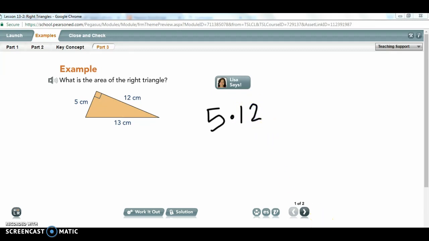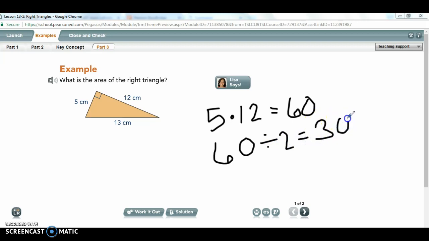So I need to do 5 times 12. 5 times 12 equals 60. And then I need to do this divided by 2, so I'm doing 60 divided by 2. And I know that that equals 30. I take a look at what my units are, they're centimeters, so my final answer is going to be 30 centimeters squared. Sorry for the bad handwriting.